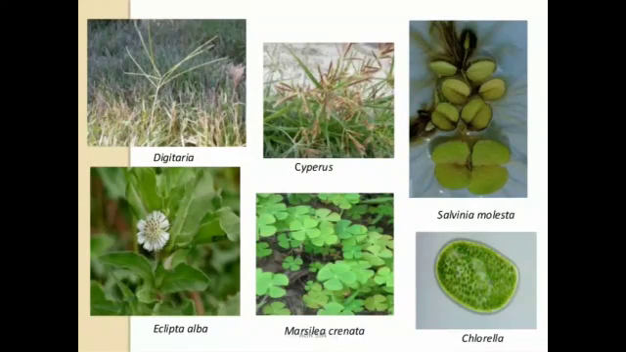First one, you see the images. It's Digera, then Cyperus, then Salvinia molesta, then this weed is Eclipta, then Marsilea, then Chlorella.